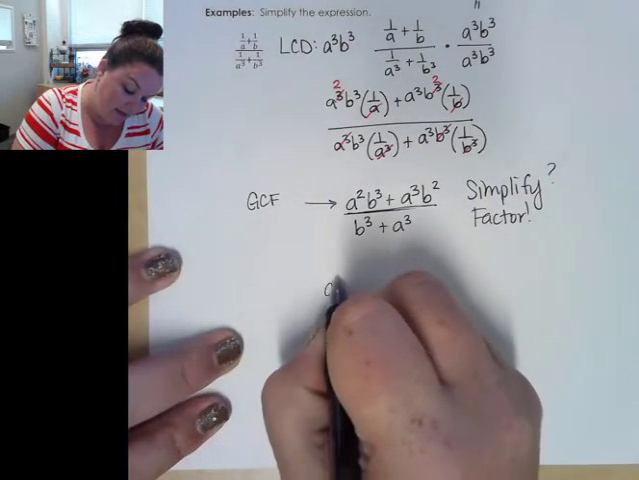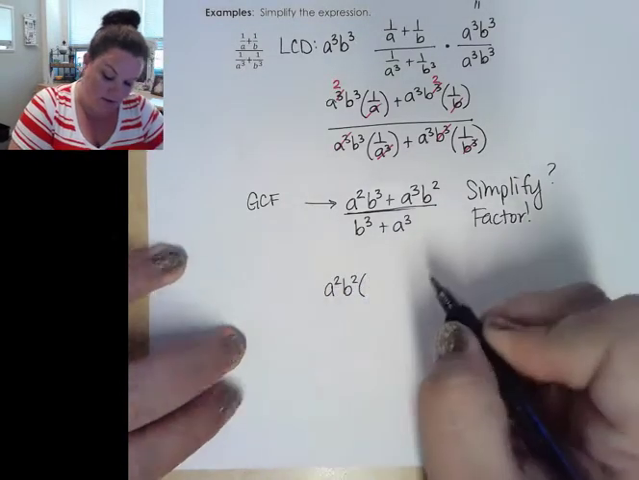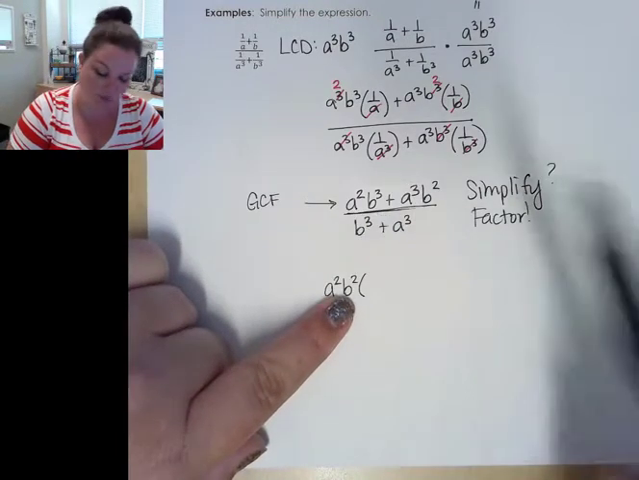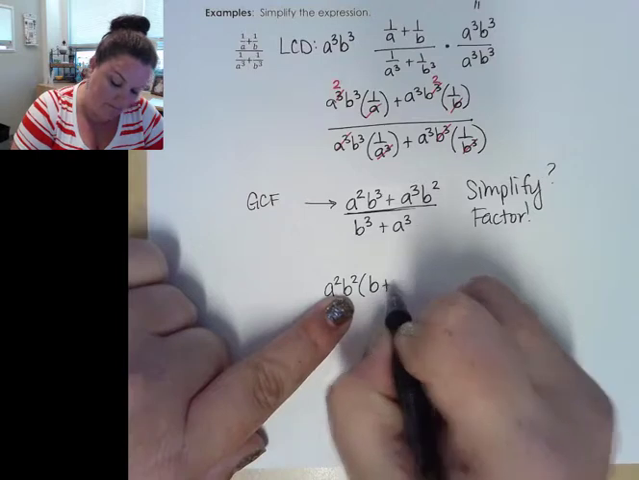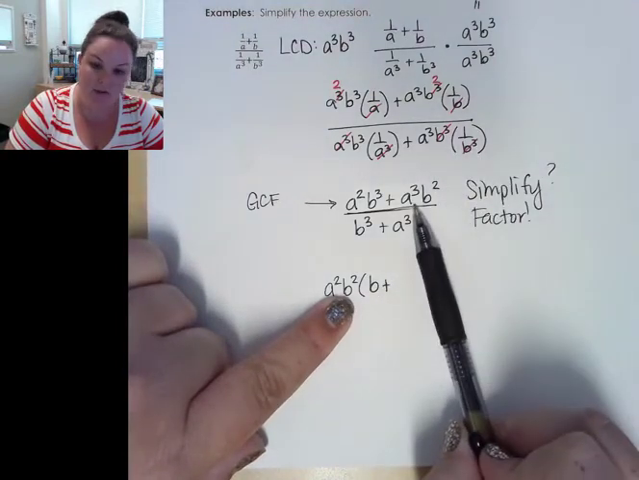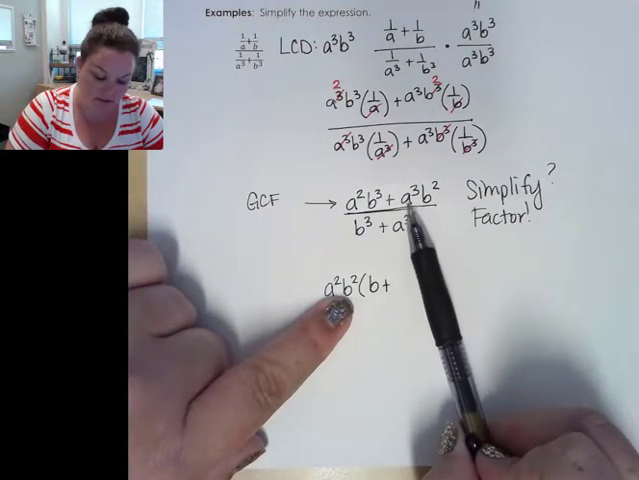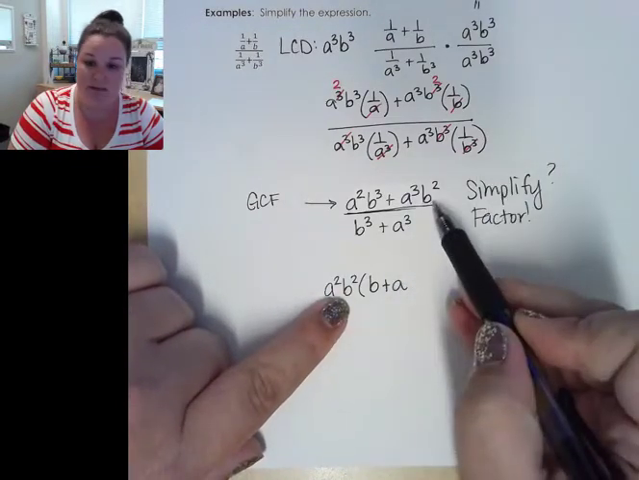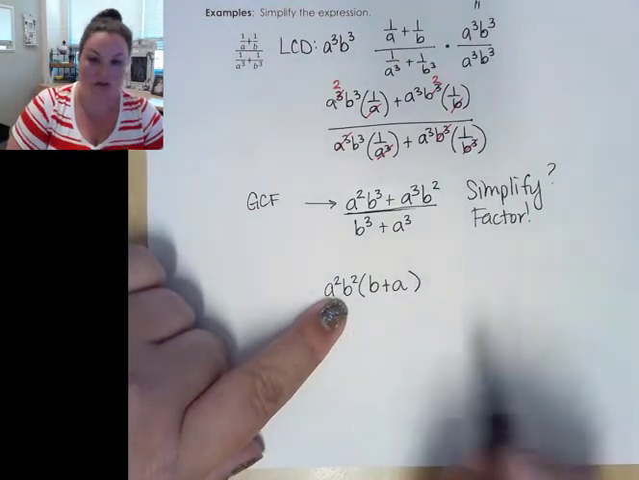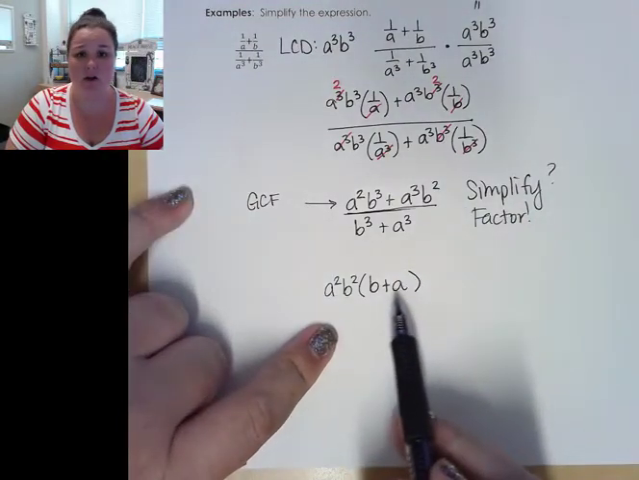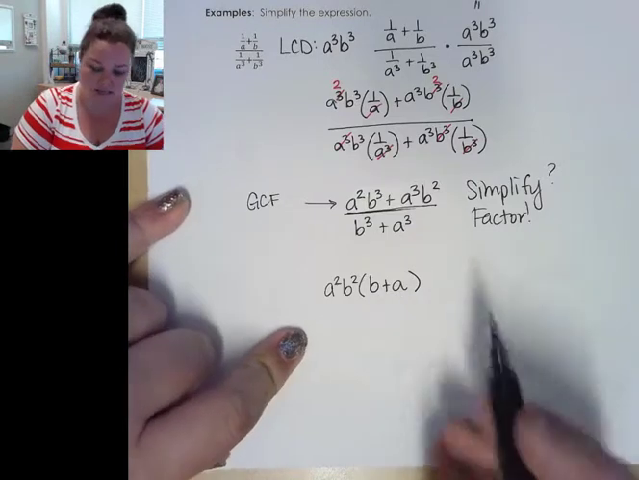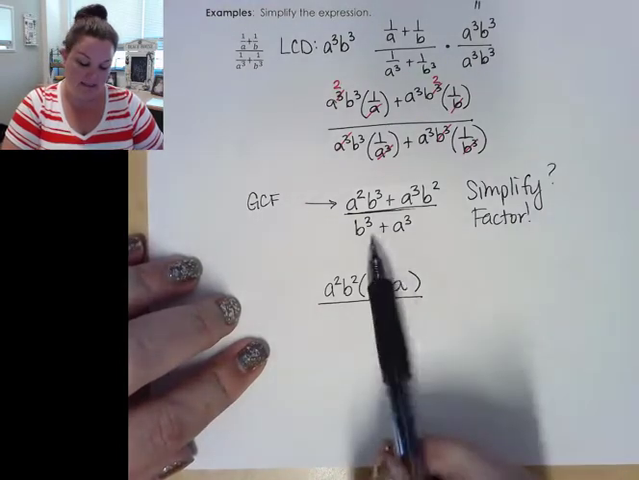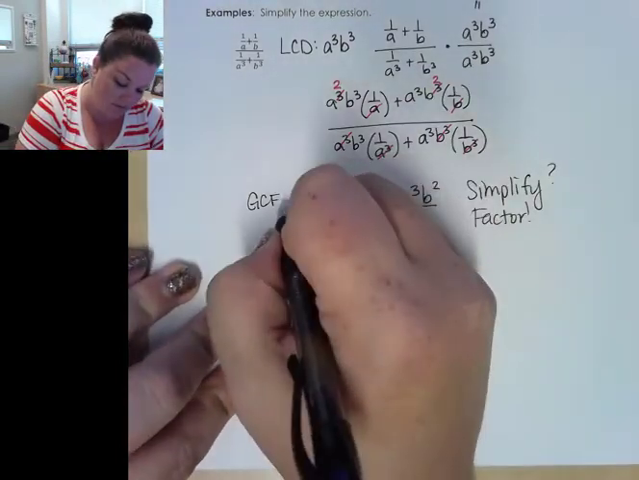So if I take out an a squared b squared from the first term, my a squared would be gone. If I take off a b squared, I would be left with just b, right? If I take off a squared b squared off the second term, take off an a squared, I'm left with just a single a. And then if I take off b squared, my b's are gone. Notice I'm not left with anything squared or cubed, so that's as far as I can go on the top.